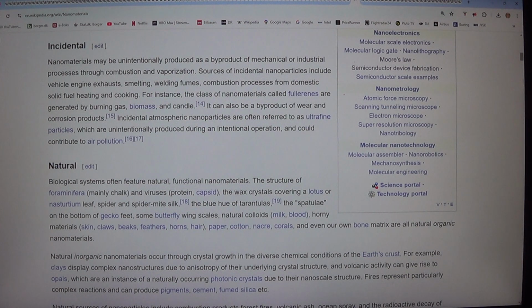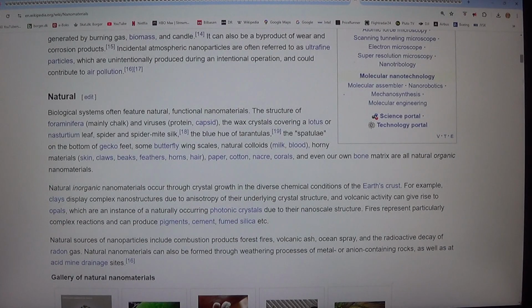Incidental atmospheric nanoparticles are often referred to as ultrafine particles, which are unintentionally produced during an intentional operation, and could contribute to air pollution. Natural.